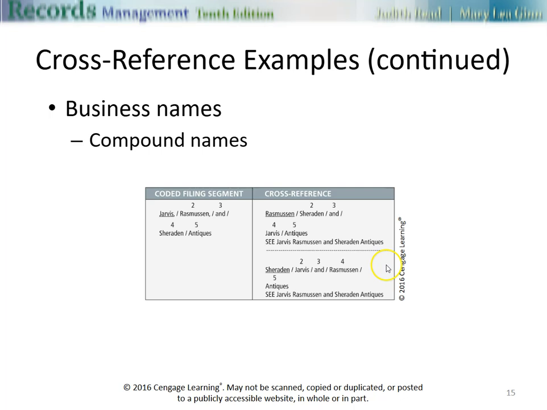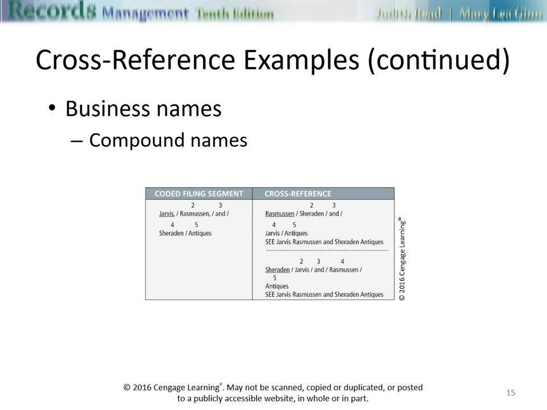And then the second cross-reference that we would create would be for the third last name. So we go Sheridan, Jarvis, and Rasmussen Antiques. And no matter what, your C notation always has to refer back to the original. It should never refer back to another cross-reference.